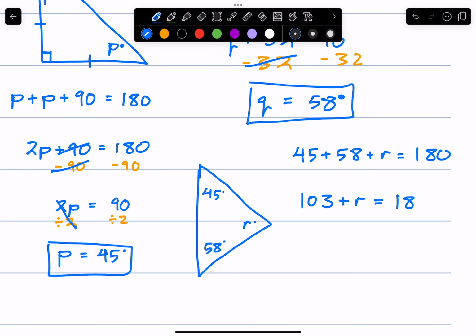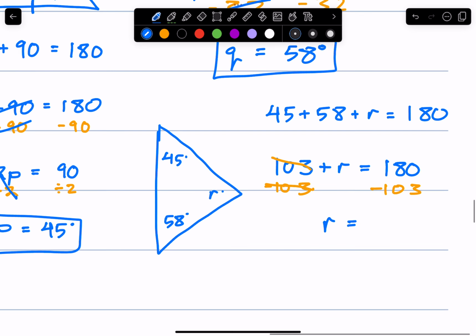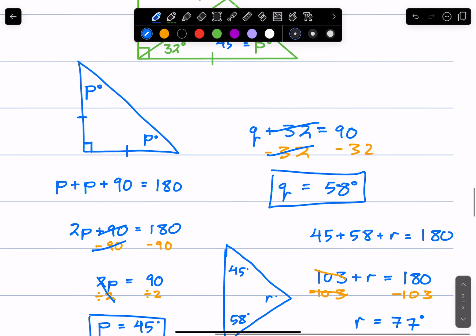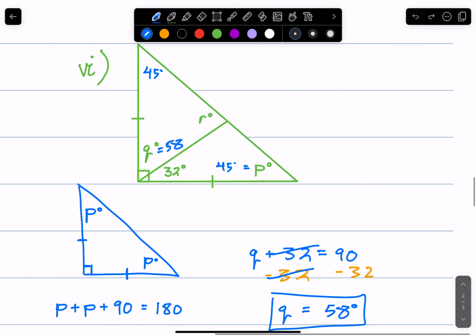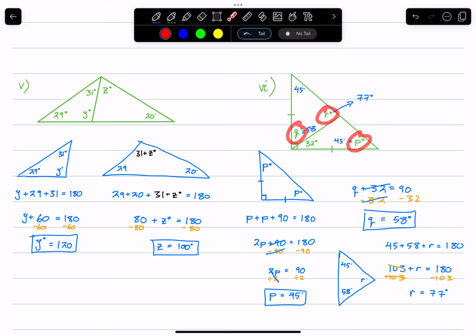Equaling 180. And now we're going to subtract 103 from both sides, cancelling out these two. We are left with R on its own. 180 minus 103 gives us 77 degrees. So that angle there is 77 degrees. And so, doing all of this, we've calculated the values of P, Q, and R.